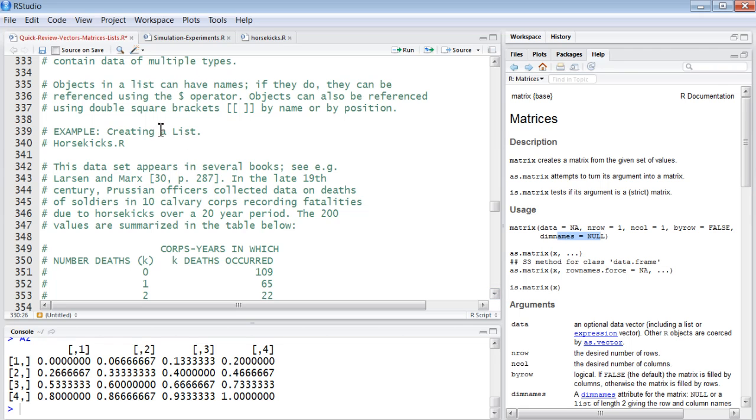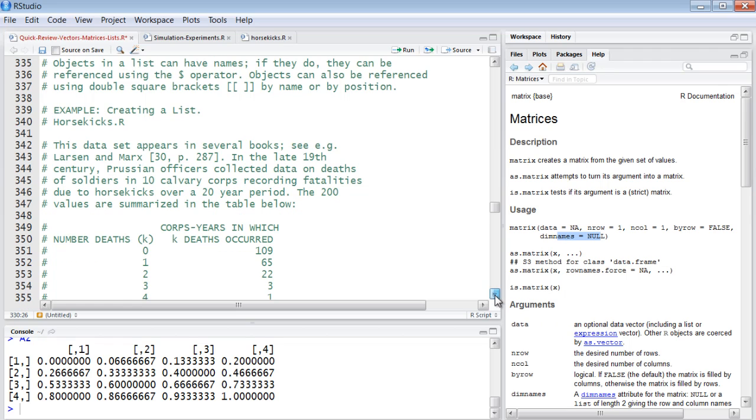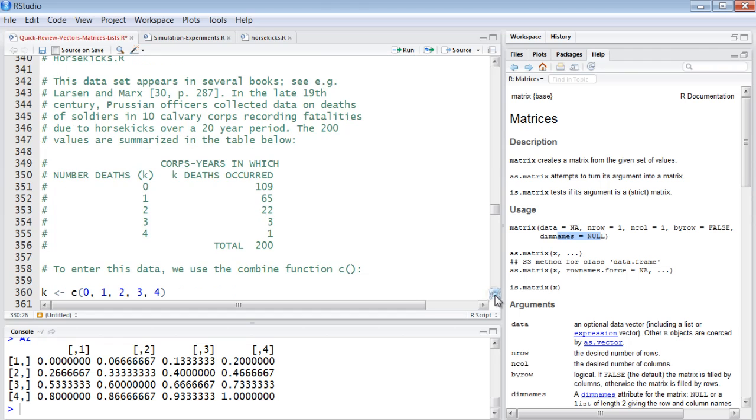Okay, well, what's going on here? Here's a data set about horse kicks, and it goes back to the Prussians, where Prussian officers collected data. They wanted to know the number of deaths of soldiers in cavalry corps that had fatalities from horse kicks over a 20-year period. So they gathered this data. So here are the number of deaths over this 20-year period.